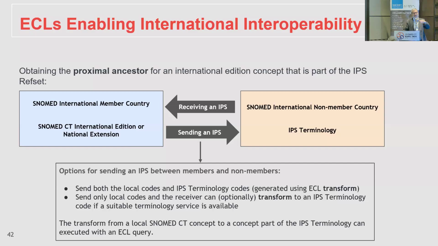Or maybe they can also have access to a public server to compute equivalence and things like that. But the easiest way to resolve the interoperability challenge is that when you send the code, for example the Canadian code, you also attach a code that is an ancestor of your code and that is a member of the IPS ref set. And this is something that can be done programmatically and automatically.